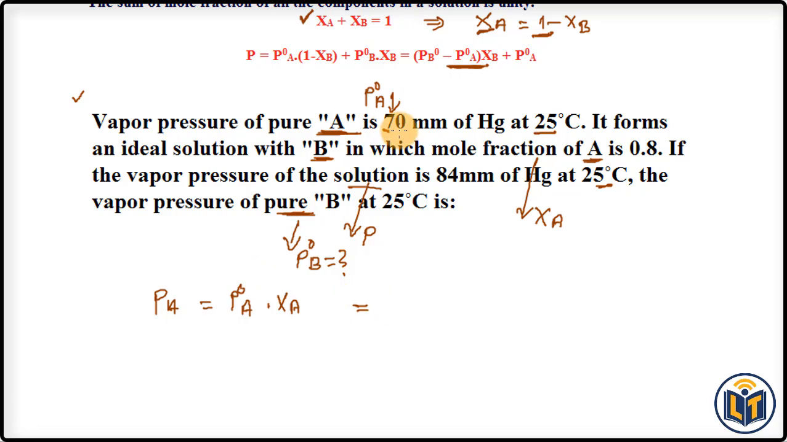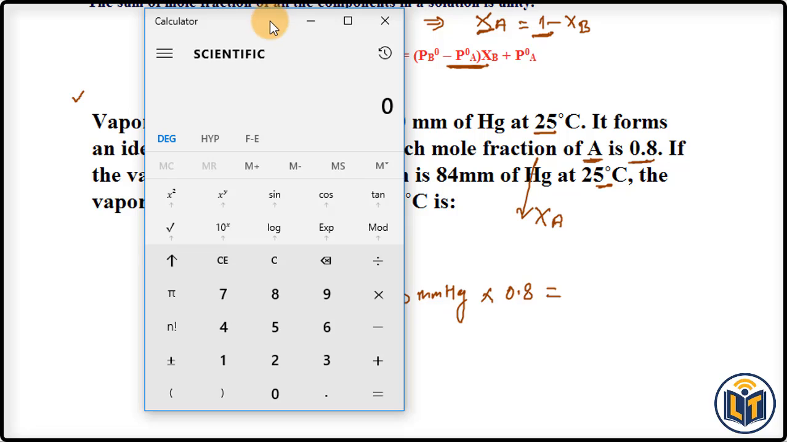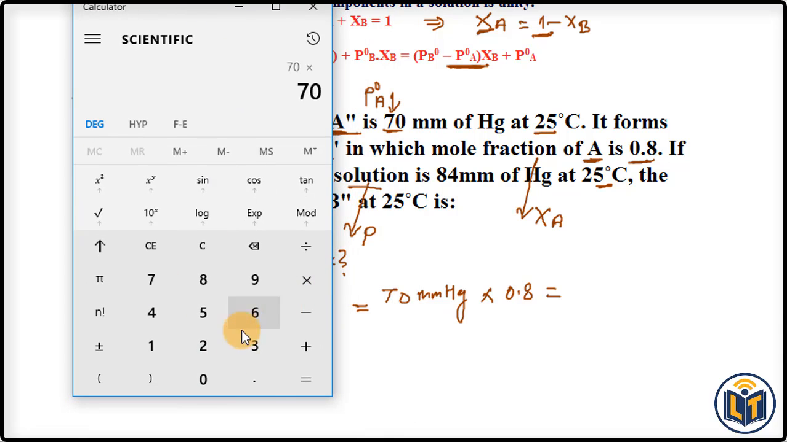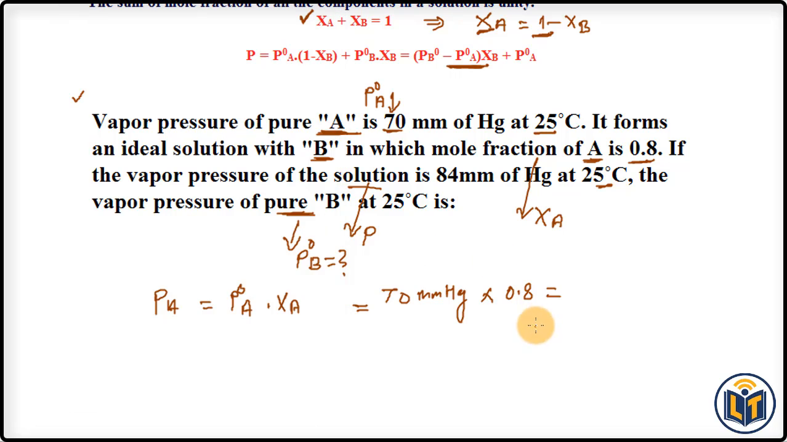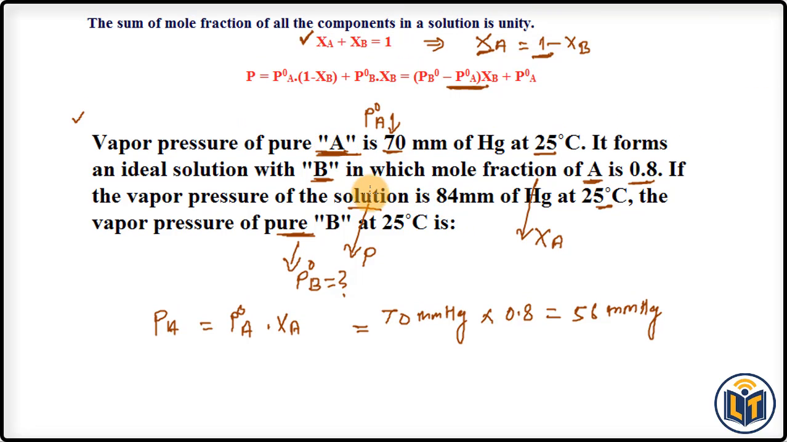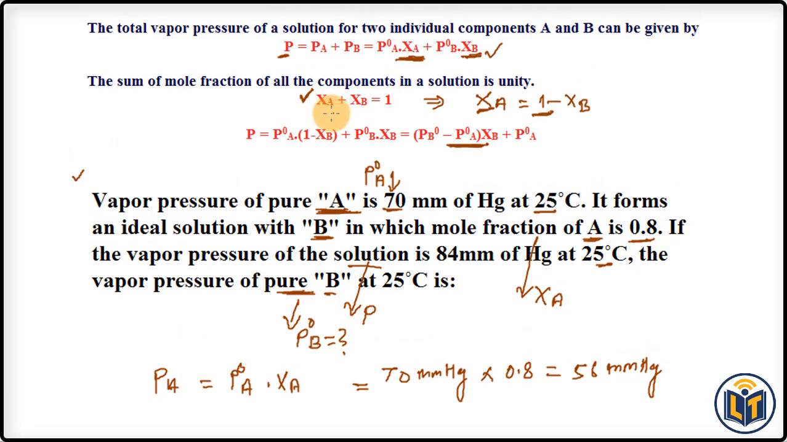P naught A value is given, 70 mmHg, multiplied by XA, the mole fraction. Mole fraction does not have any unit. Here we have 70 multiplied by 0.8, and the value which we get is 56 mmHg. Now you can see that the solution has two components, component A and component B, and the mole fraction of one component is given. Then by using this relation, we can find the mole fraction of the other component.